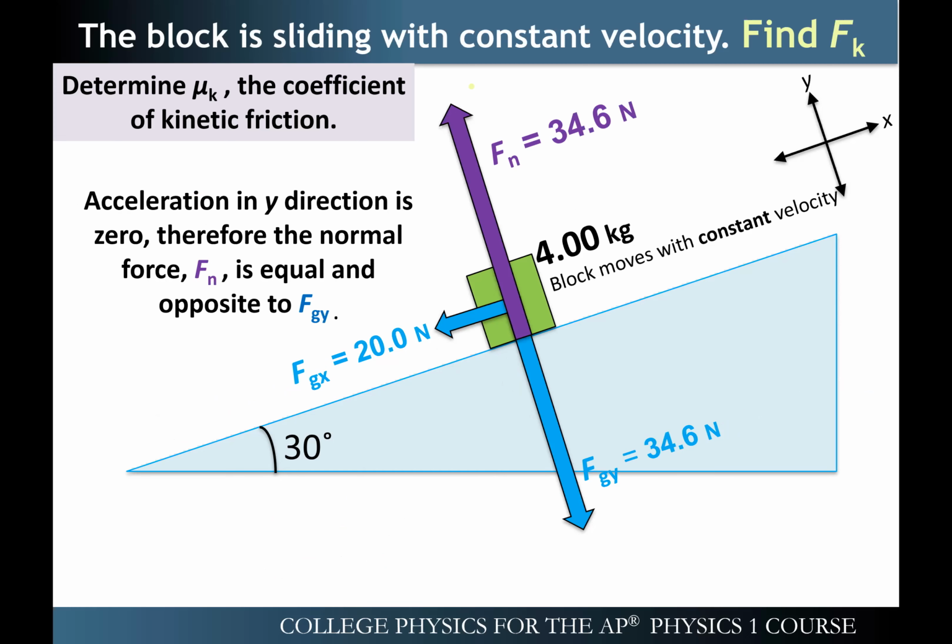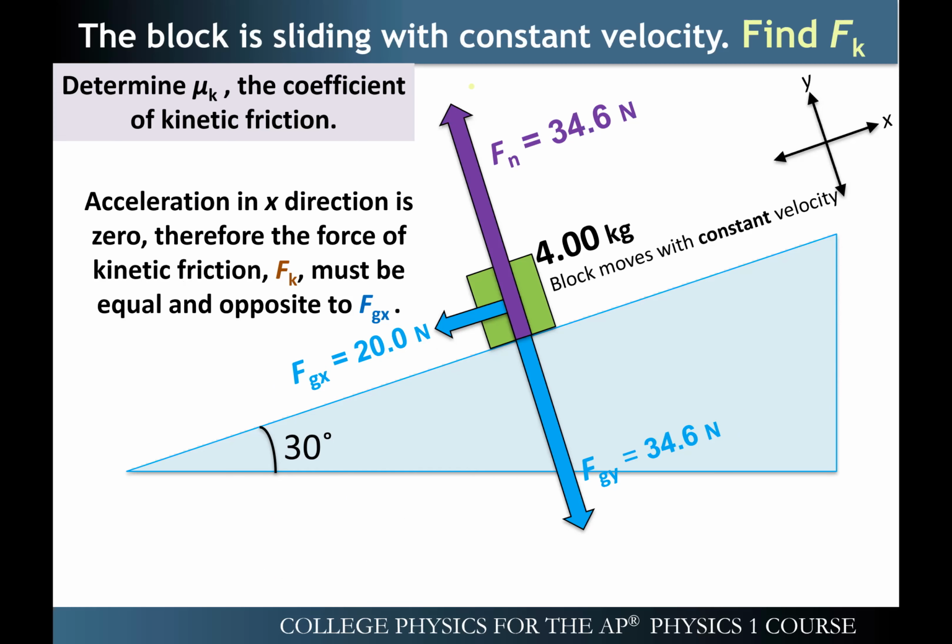Even if it was accelerating, that would still be true, because we wouldn't expect it to fly up into the air or anything. However, because it's going at a constant velocity, we know that again, the friction force is going to be equal and opposite to that x component down the slope. So this ends up being just like what we did before, no difference in anything, even though in this case it is sliding. But the key is it's sliding at a constant velocity.